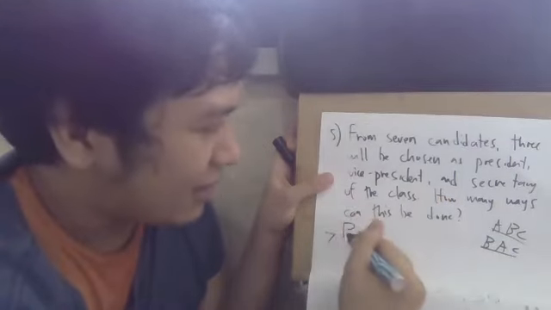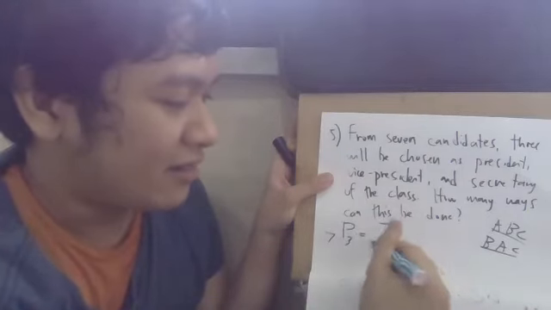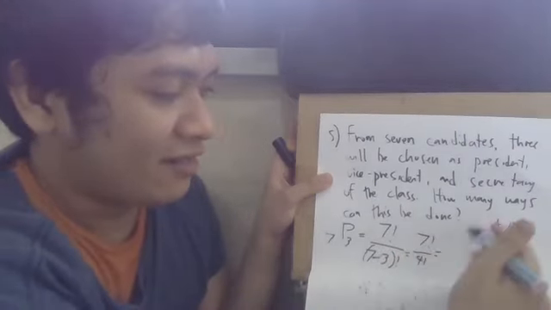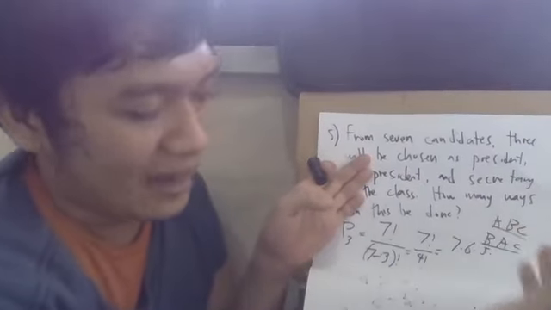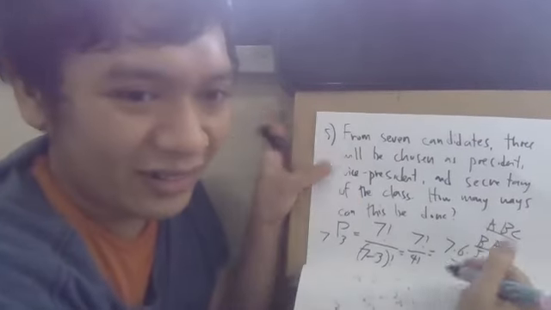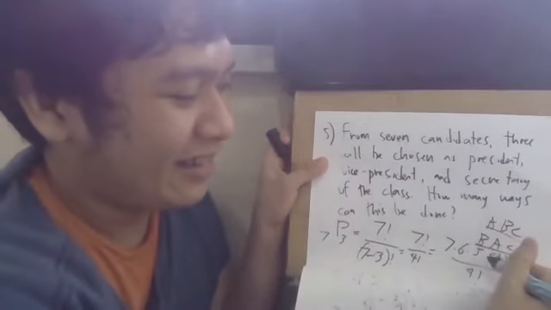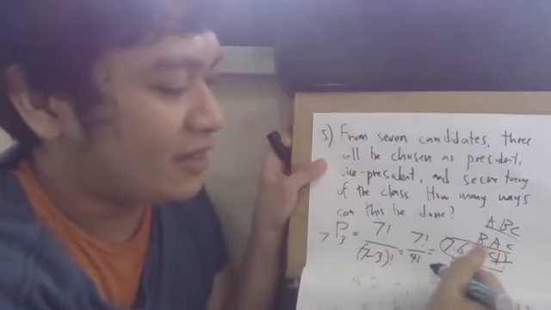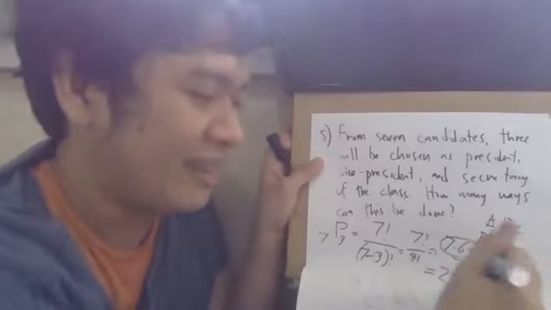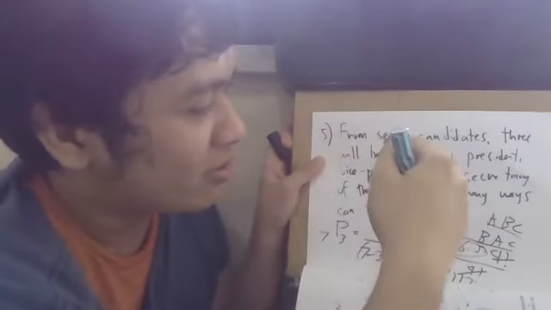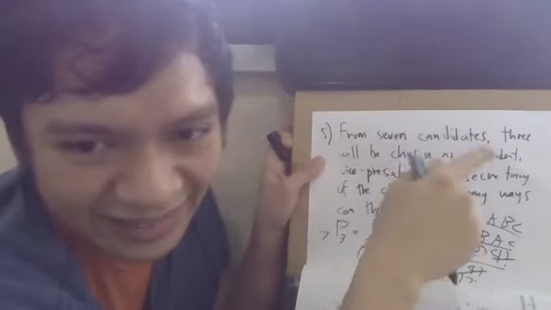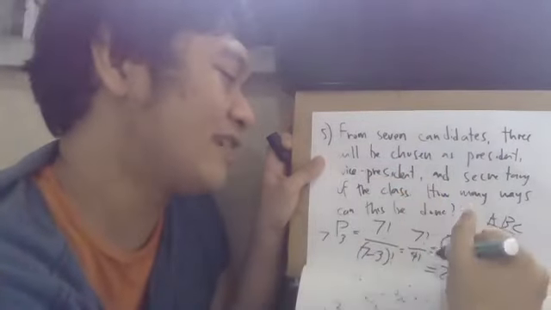Order matters here. So, yeah, we can use the permutation formula. 7P3 equals 7 factorial over 7 minus 3 factorial equals 7 factorial over 4 factorial equals 7 times 6 times 5 times 4 times 3 times 2 times 1 over 4 factorial. Okay? Magka-cancel to. You're left with 7 times 6 times 5 equals 7 times 6, 42 times 5, 210. There are 210 ways to choose a president, vice president, and secretary from 7 candidates. Right? 210 ways.